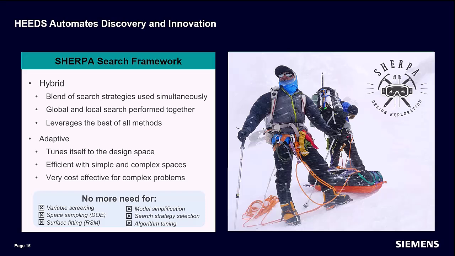However, Heats is adaptive in nature as well. It is continuously learning about the design space and tuning its strategies on the fly to explore the design landscape efficiently and dynamically. There is no need for the user to perform variable screening or model simplification or any kind of algorithm selection or tuning. Users can directly set up their models and start exploring better designs faster. Sherpa allows design space exploration, or specifically optimization, to be deployed as part of every design problem directly by the designers or analysts responsible for making the production decisions.